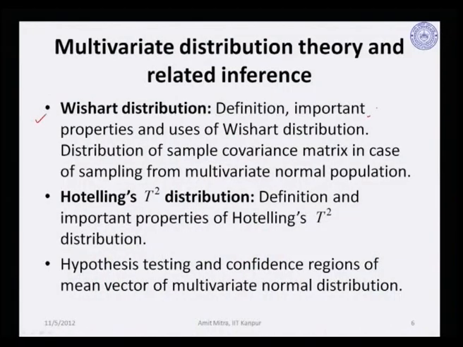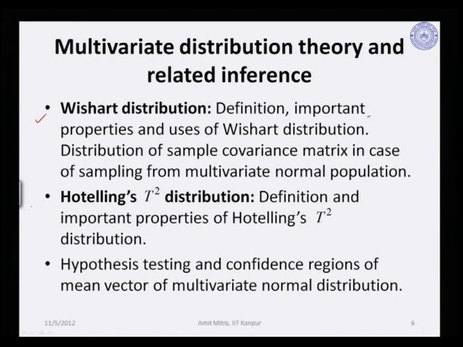We will talk about important properties and uses of the Wishart distribution, keeping in mind that it is going to play a central role in multivariate distribution theory associated with random sampling from a multivariate normal distribution. So, we will look at the distribution of the sample covariance matrix in case of sampling from a multivariate normal population, and obtain the corresponding distribution of the sample variance covariance matrix from the Wishart distribution concept.